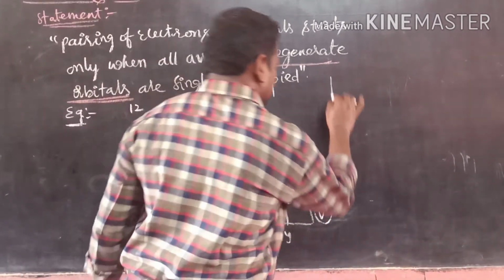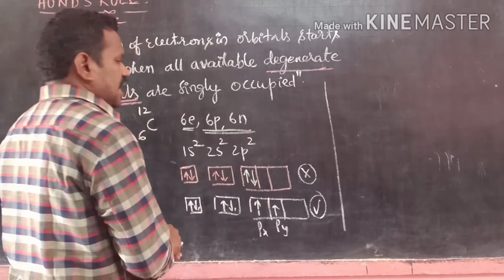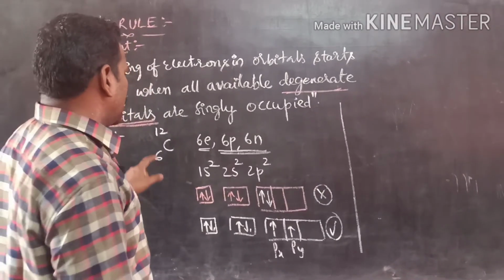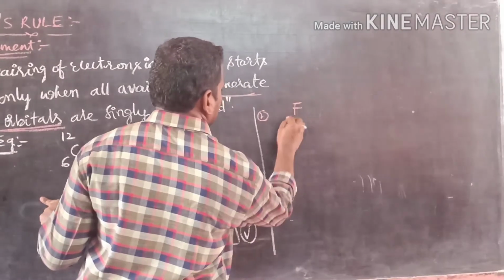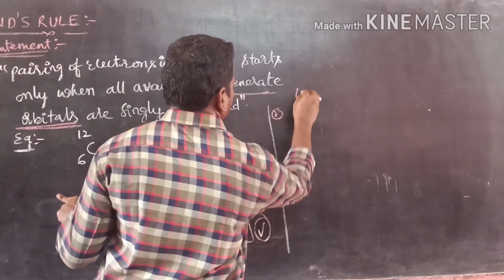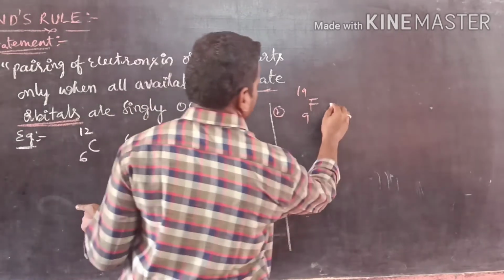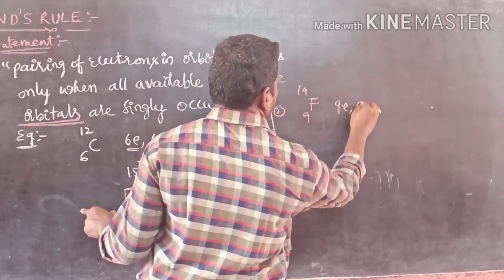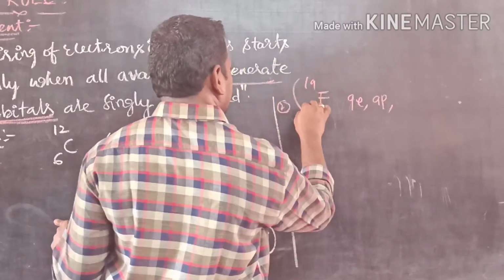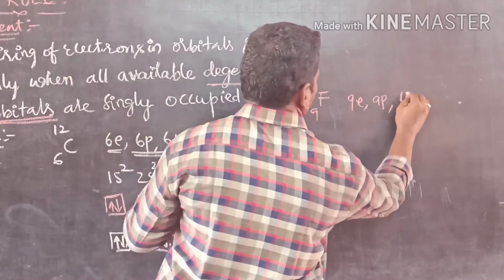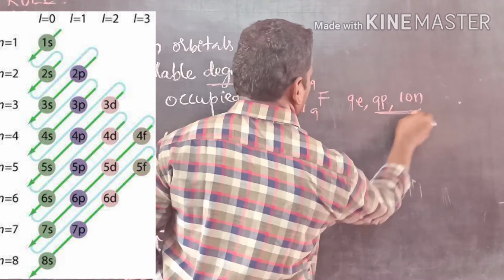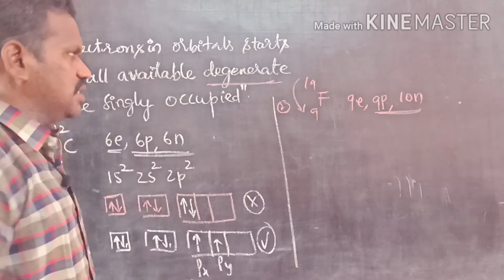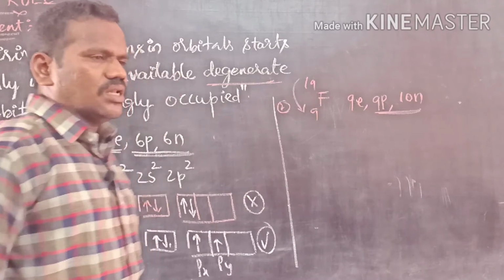Let us discuss one more example, the case of fluorine. In the second example, fluorine, we already know the general representation of fluorine is 9F19. This means it contains 9 electrons, 9 protons, and 19 minus 9, that is 10 neutrons. Now, these 9 protons and 10 neutrons are inside the nucleus. What about these 9 electrons?